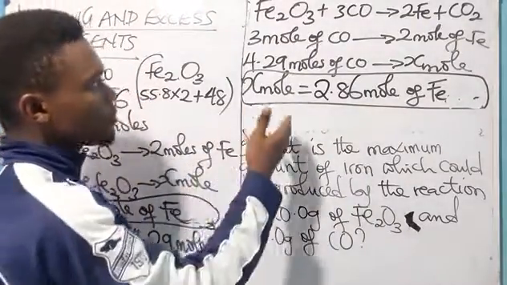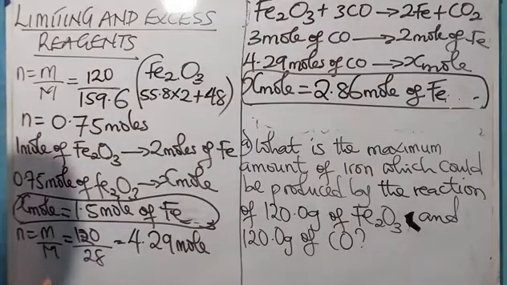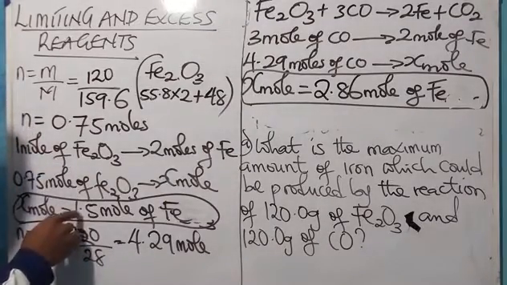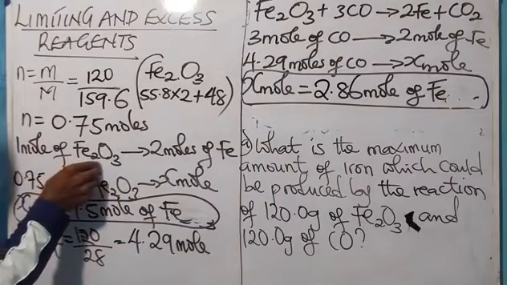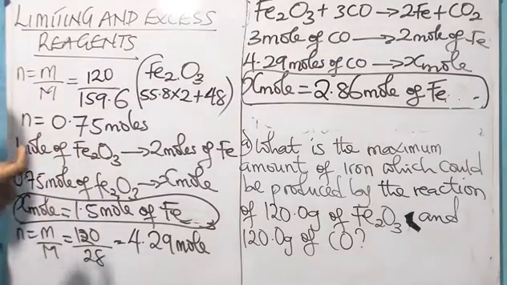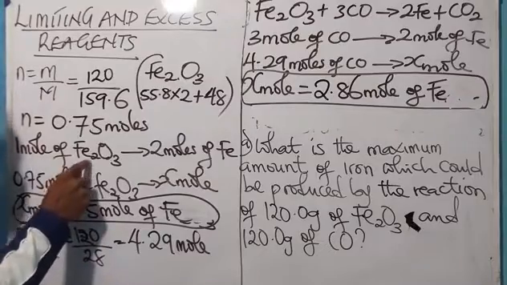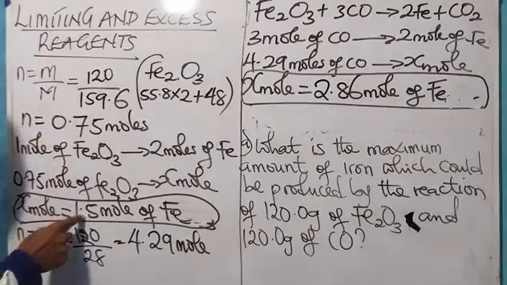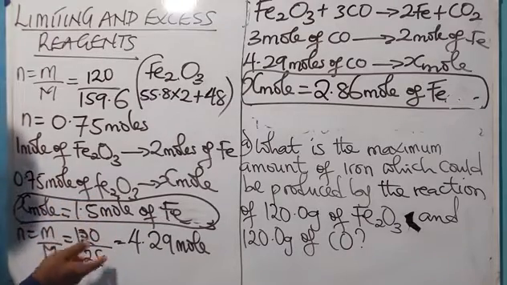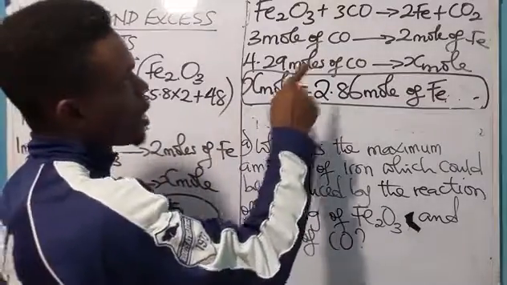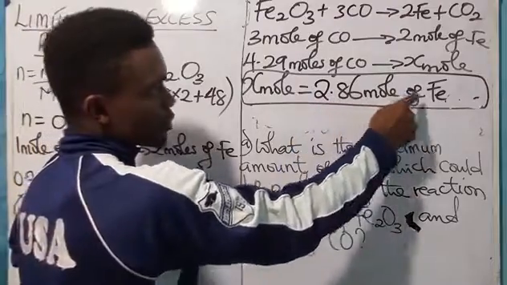All right. Now, from what we have done so far, looking at it properly, you will observe that iron(III) oxide produced the smaller amount of Fe, which is 1.5 mole. But as for carbon monoxide, it produced 2.86 mole of Fe.